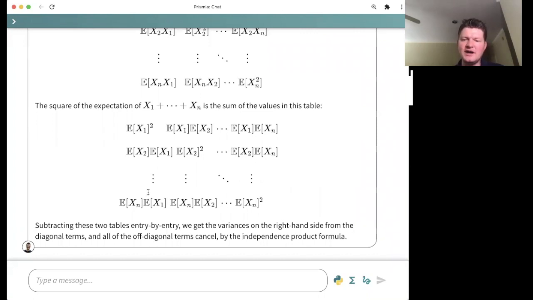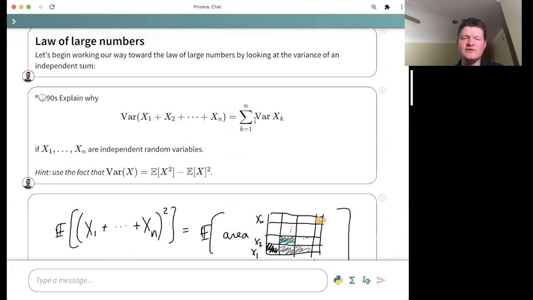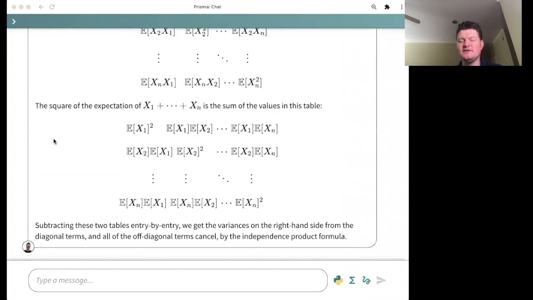So this shows that the variance of a sum of independent random variables is equal to the sum of the variances. And this seems totally innocent. Like, how is that really going to help us solve anything? But actually, that's the key step. This is what makes the law of large numbers really work. So let's take the next step that follows on that key step.